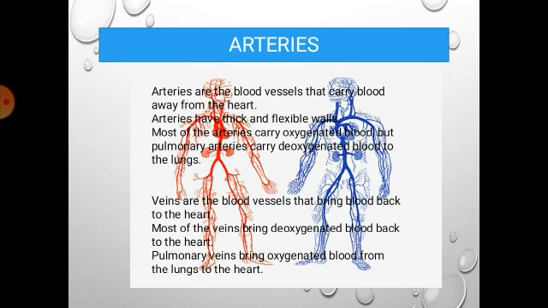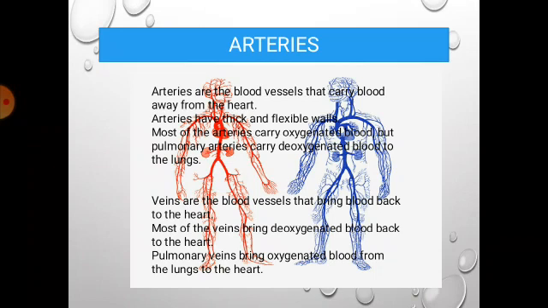Arteries. Arteries are the blood vessels that carry blood away from the heart. Arteries have thick and flexible walls. Most of the arteries carry oxygenated blood, but pulmonary arteries carry deoxygenated blood to the lungs. Arteries divide many times to form smaller tubes called capillaries.